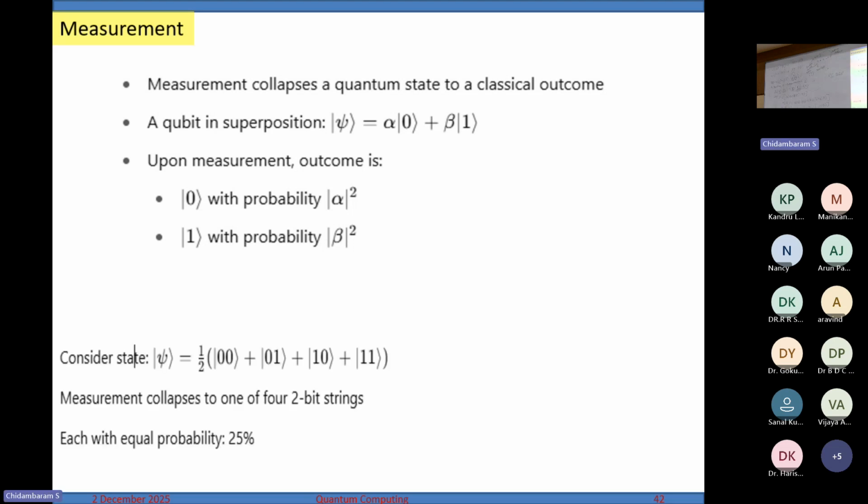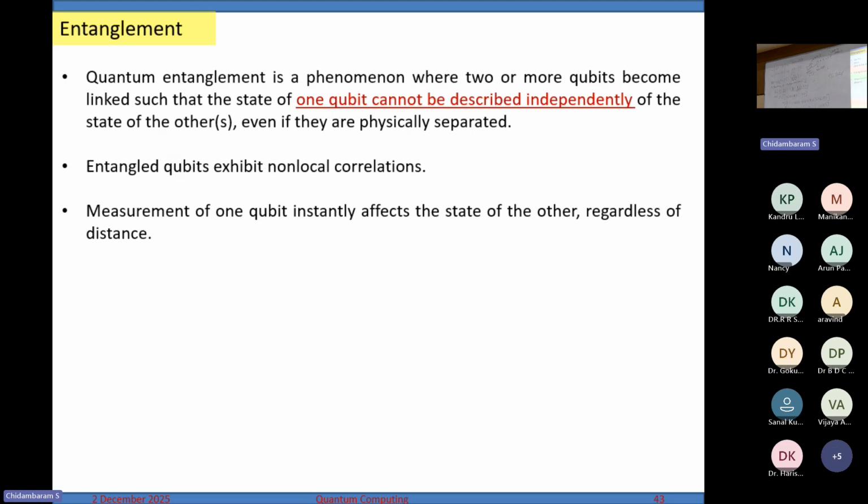So now imagine I have the qubits having 00, 01, 10, 11. And you can notice that all have the equal probability. So 25%, 1 by 2. Okay. So again, I'll come to that point of measuring in multiple qubits.